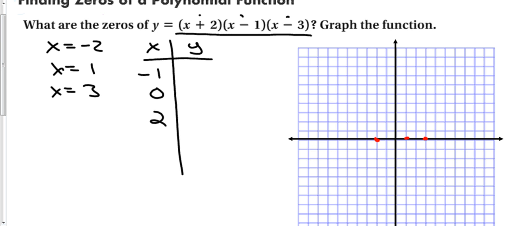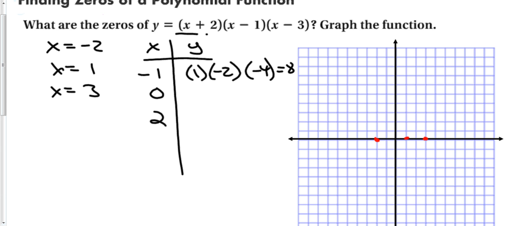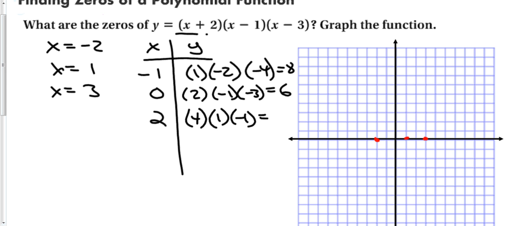Remember, I have to plug it in at all 3 spots. That's going to be -1 plus 2. That's going to be a 1 times a -2 times a -4, which is going to be 8. At 0, 0 would give me a 2 times a -1 times a -3, which would be a 6. And that would be 4 times 1 times -1, which would be -4.